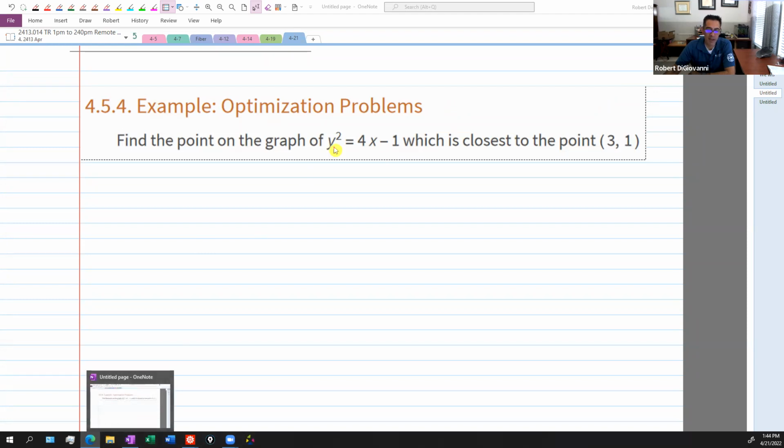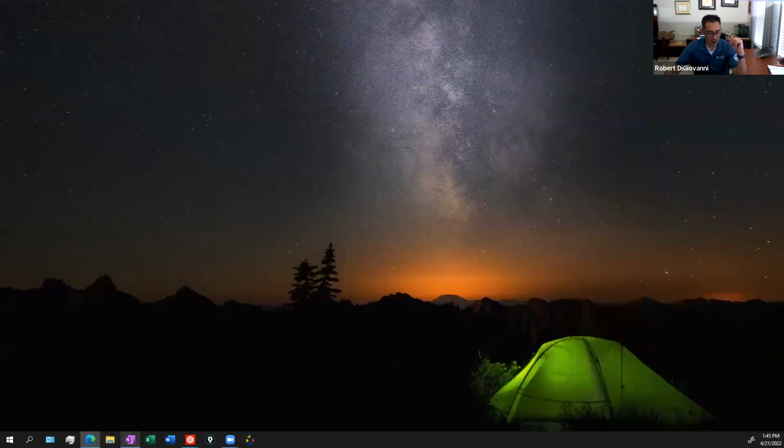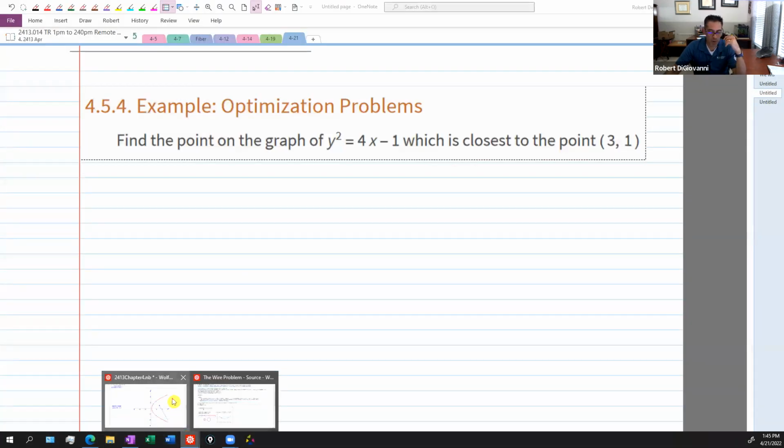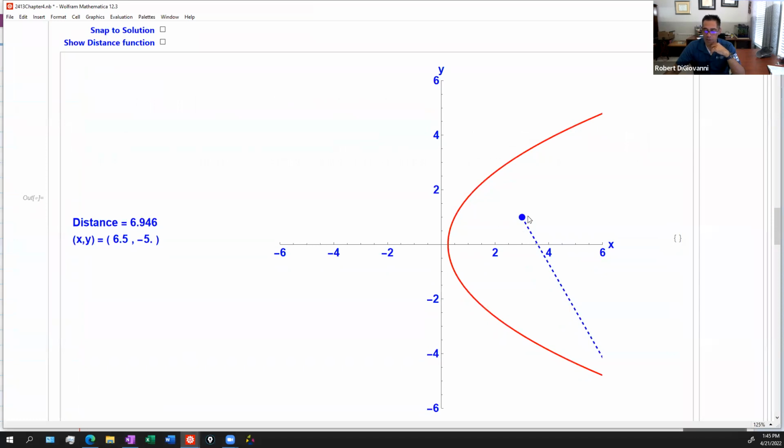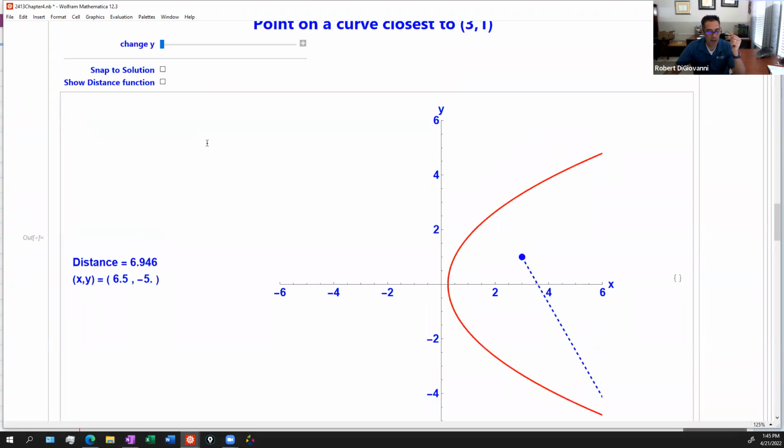So what you have is a parabola that opens sideways. This would be something we talked about in college algebra. It's a sideways opening parabola. What we want to figure out is which point on that parabola is closest to the point (3, 1). This point in blue is the point (3, 1). The red curve is the parabola. If you imagine all the different points on that red curve, you're trying to find the one point on the red curve that is closest to the point (3, 1).